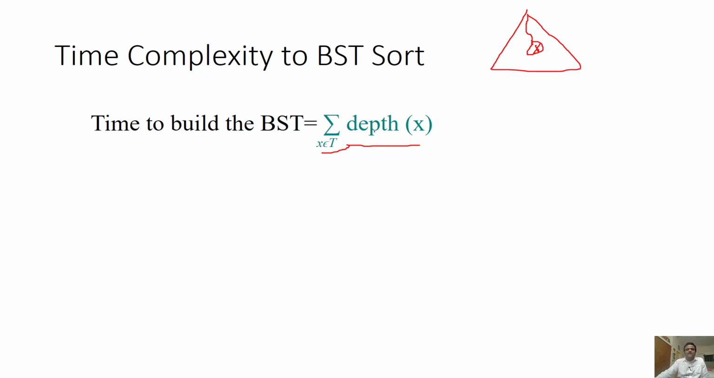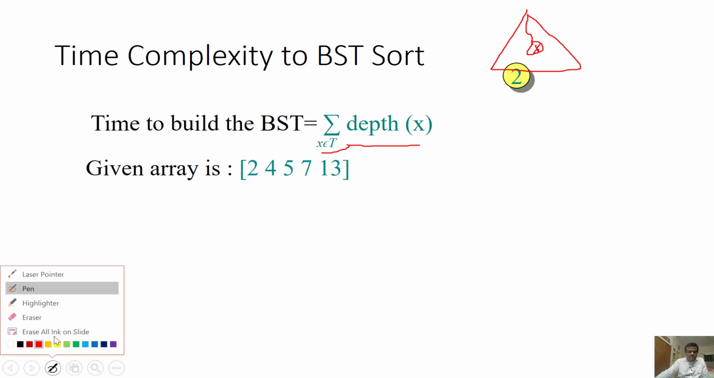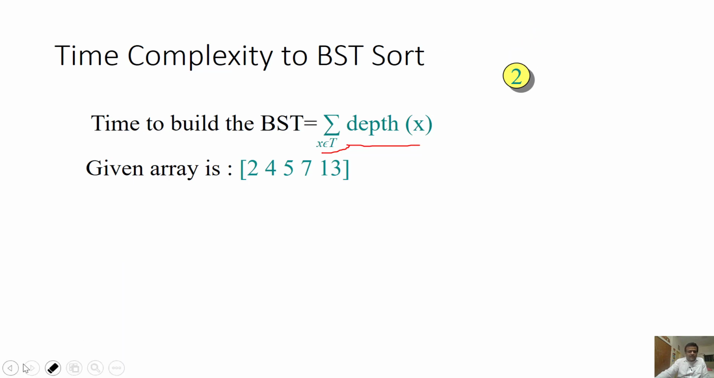Now, depth will depend on the type of the input. So let us take a sorted one. If the input is, say, 2, 4, 5, 7, 13, then what will be the BST? 2 is the root, then we insert 4, then 5, then 7, then 13. So this is the tree, and it looks like this.